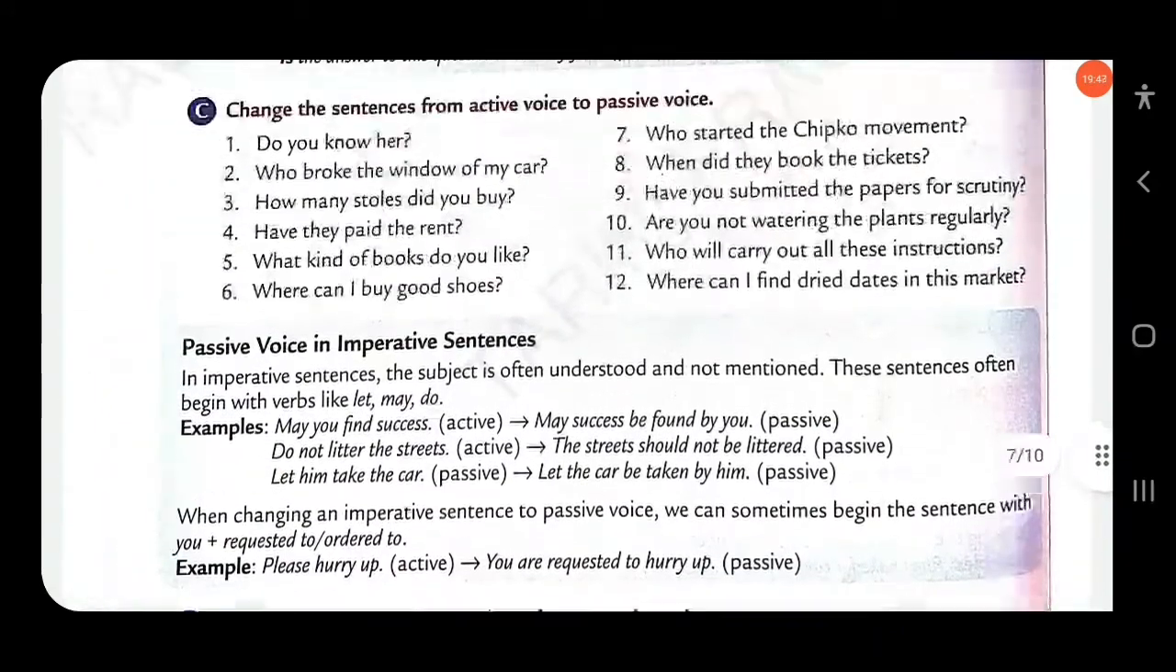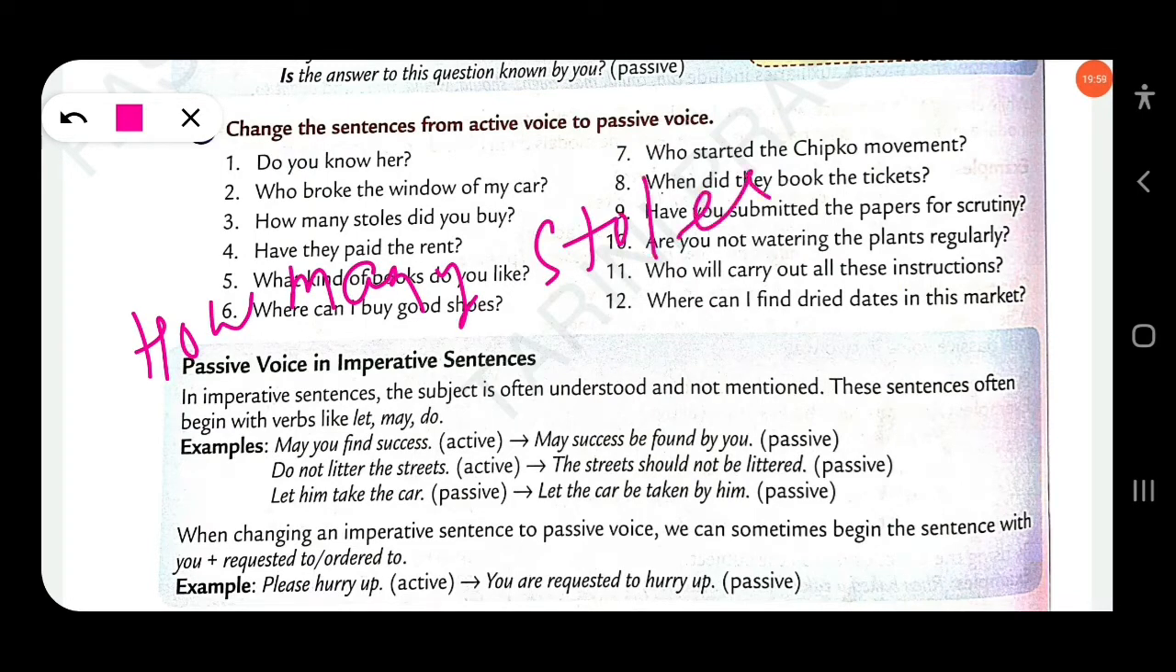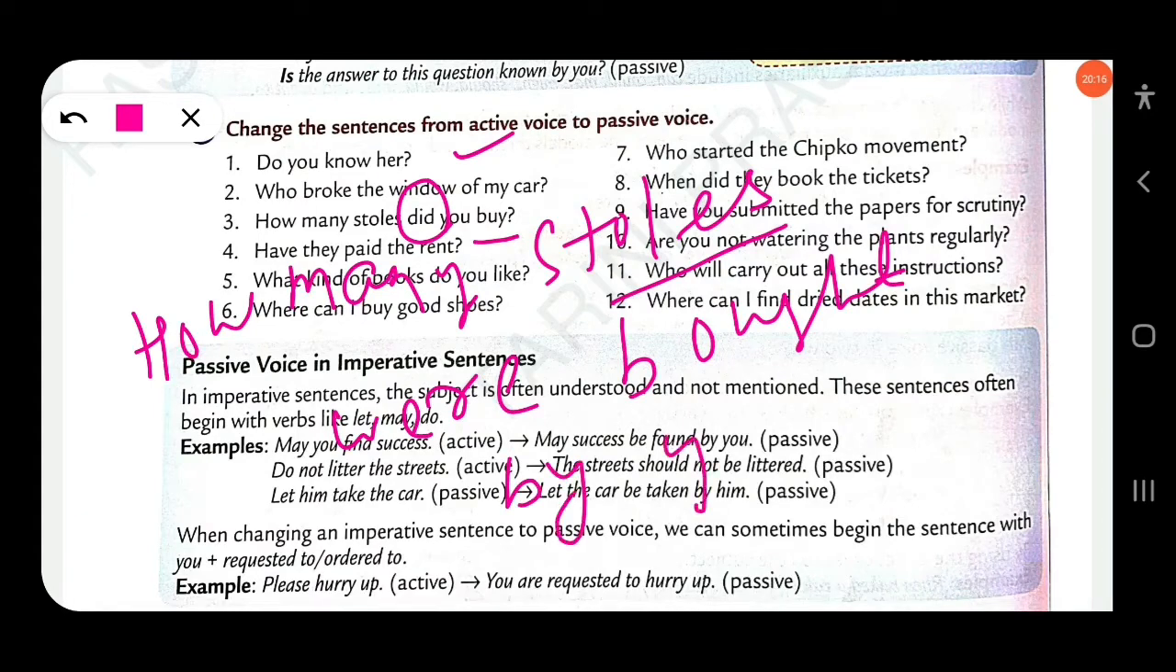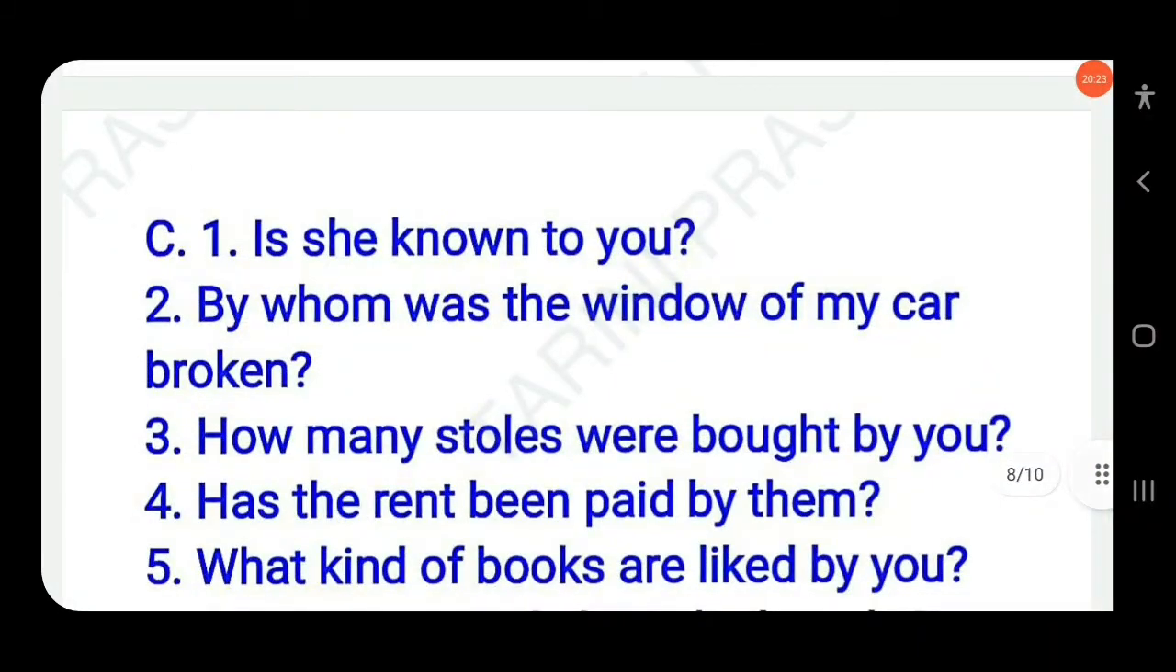Okay. The next question here: how many stalls did you buy? So similarly here, how many stalls? Which tense is used here? Simple past. So here stalls is plural, so you have to write were. How many stalls were, and the main verb here is bought, bought by you. Clear? How many stalls were bought by you? Okay, so here: how many stalls were bought by you?